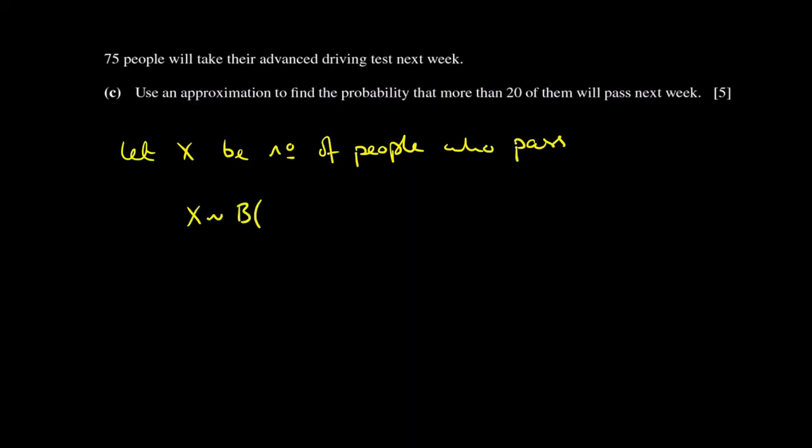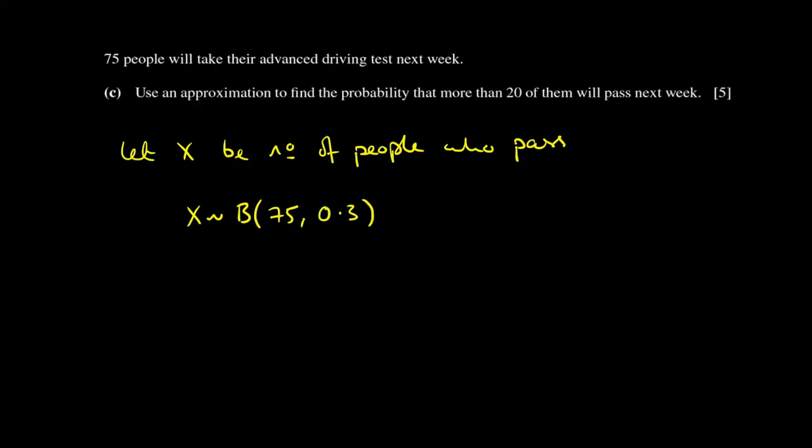Okay, then here we are in part C. 75 people will take their advanced driving tests next week. Use an approximation to find the probability that more than 20 of them will pass next week. Okay, well, let's define our variable. We're going to say let X be the number of people who pass. Okay, and if that's the case, then X is going to be binomially distributed 75, comma 0.3.